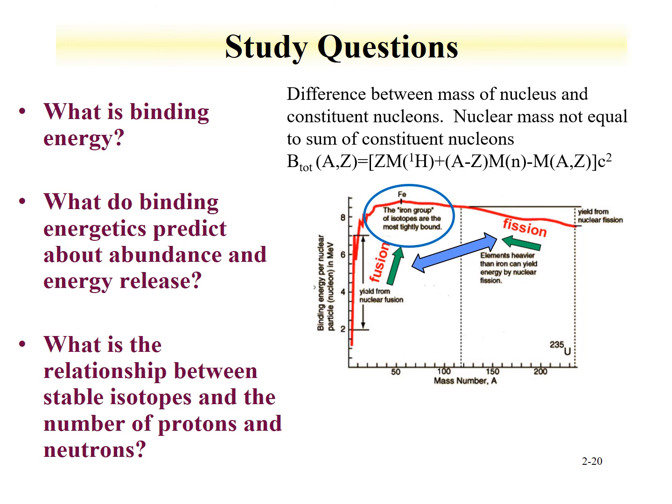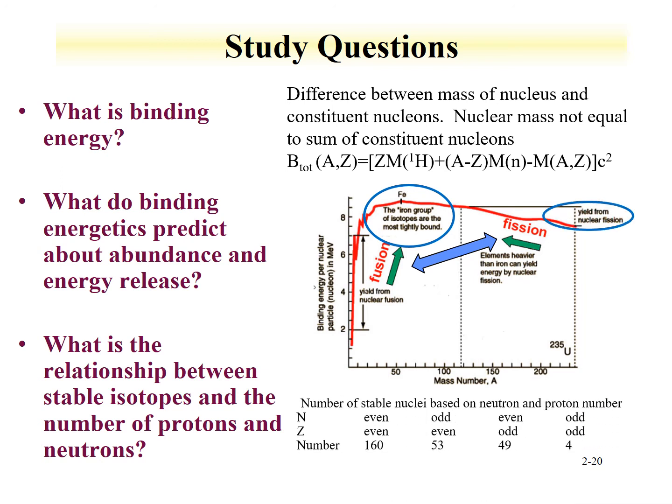Another question could be the relationship between stable isotopes and the number of neutrons and protons. Well, we discussed that of the stable isotopes, over half of them are even-even. About an equal number are even-odd, odd-even. And there are only 4 stable isotopes with an odd number of neutrons and an odd number of protons. So even nuclei tend to be the most stable.